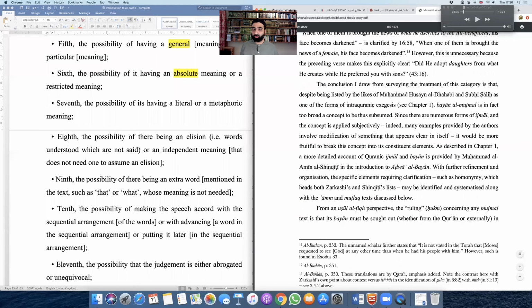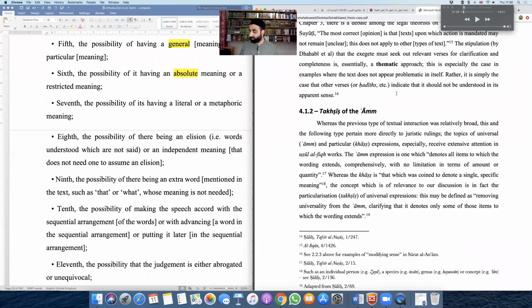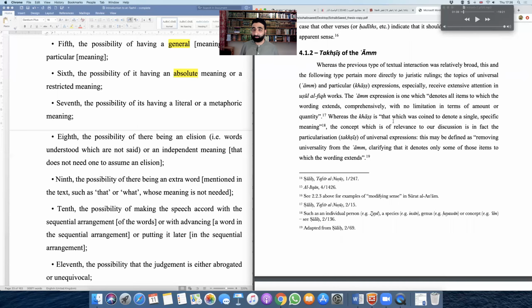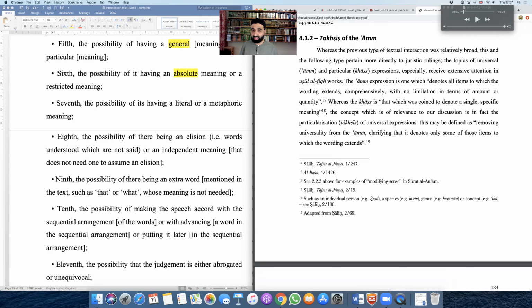So in general, we've got ijmal in the Quran, we've got bayan of the ijmal in the Quran. I talk about that first and then talk about takhsis of the am. So an am expression is one which denotes all items to which the wording extends comprehensively with no limitation in terms of amount or quantity. The khas is the opposite of that. But let's focus on the definition of am, and we'll see that takhsis, particularization, is removing universality from the am, clarifying that it denotes only some of those items to which the wording extends.